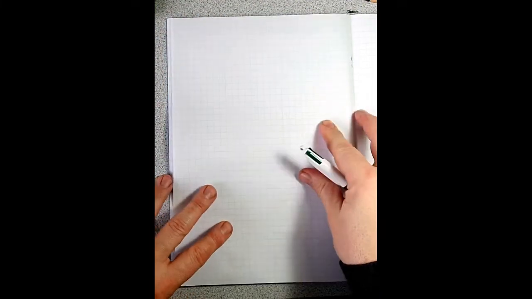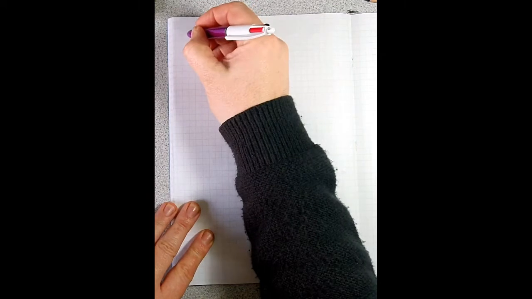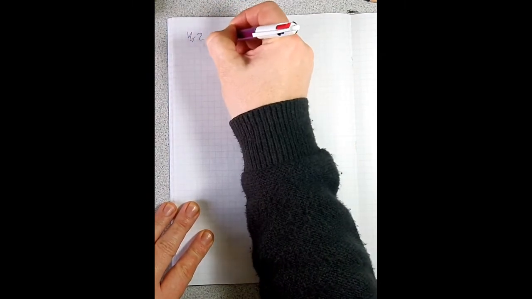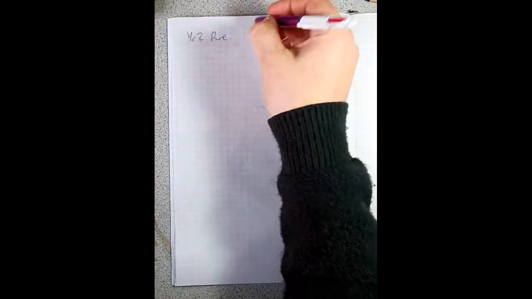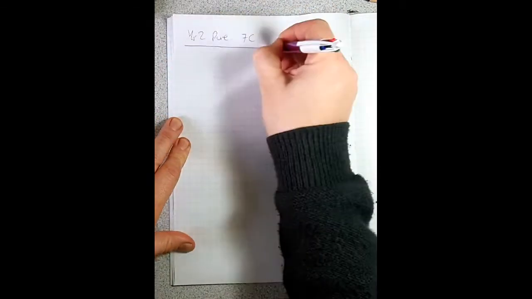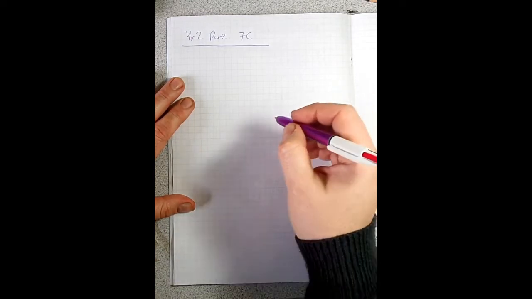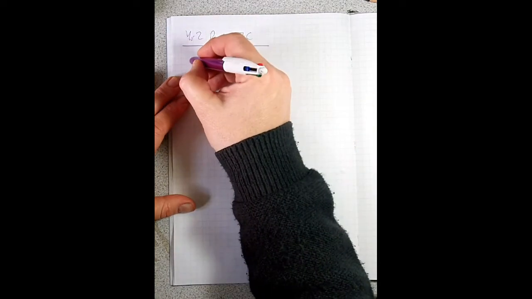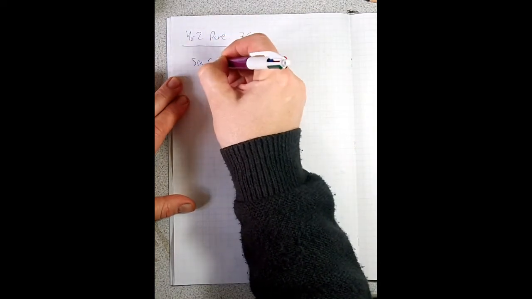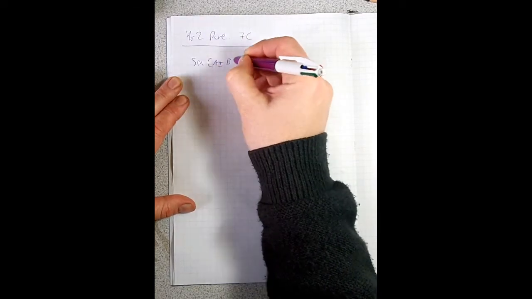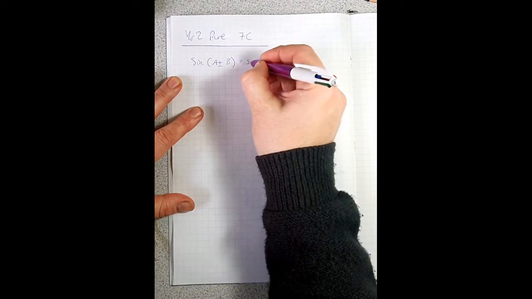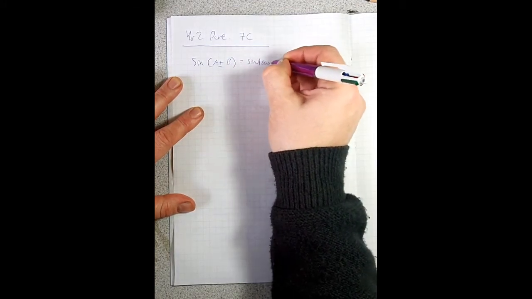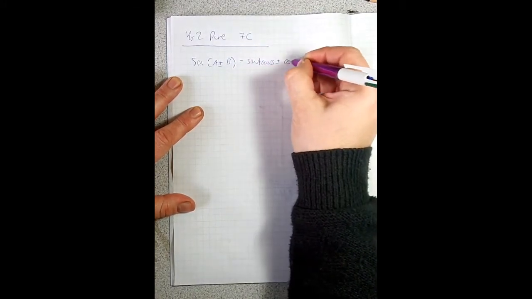Hi, this is the next video for Year 2 Pure. We're looking at exercise 7C and we're looking at the double angle formulae. Now we're given sine of a plus or minus b, well, you know what we're given because we've been looking at these.